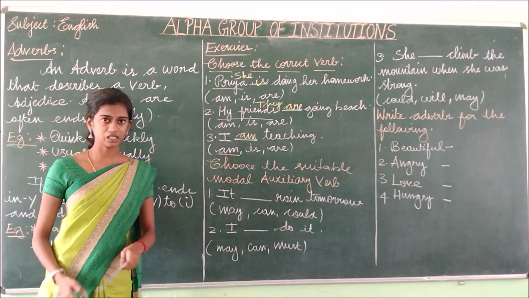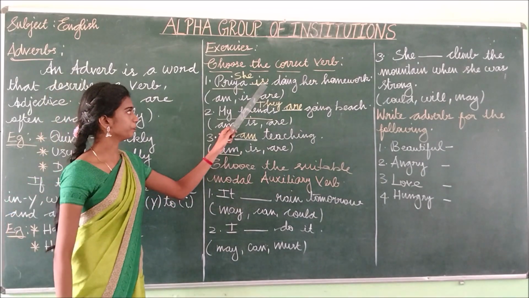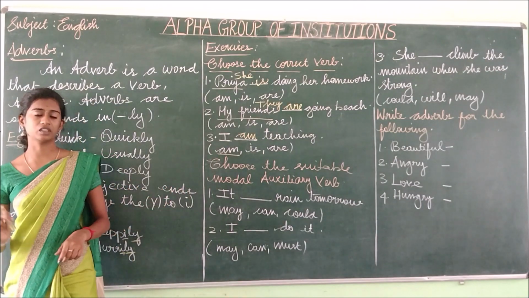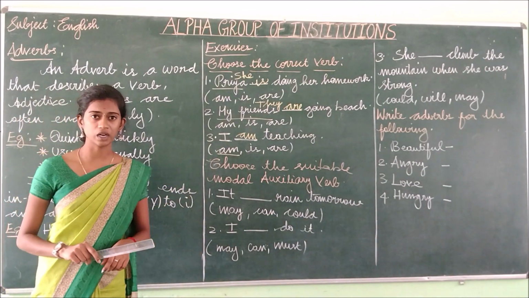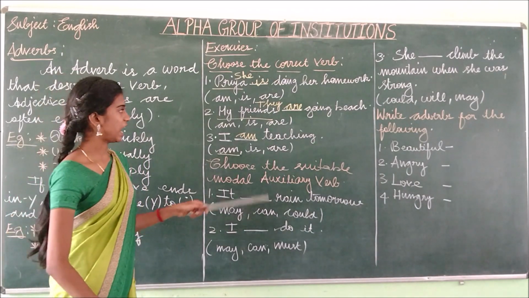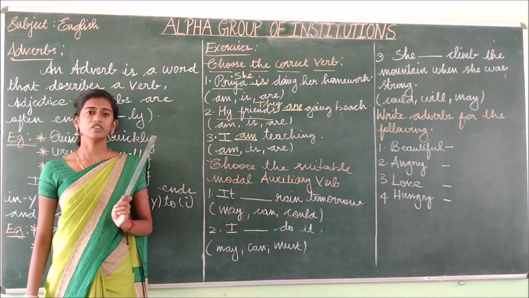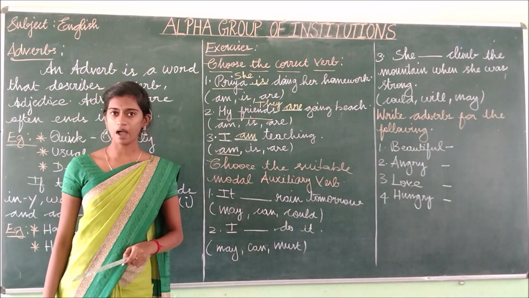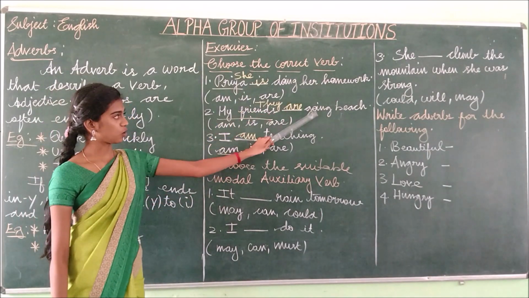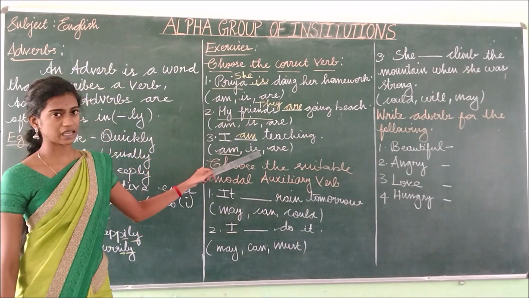So, if the third person singular, he, she, it, comes, we have to use only the verb is. Likewise, if the third person plural comes, what is the third person plural? Only they. If the third person plural they comes, we have to use the plural verb are. And if the subject I comes, we should always use only the verb am. So, Priya is doing her homework. My friends are going beach. I am teaching. Okay, have you understood how to do these exercises?